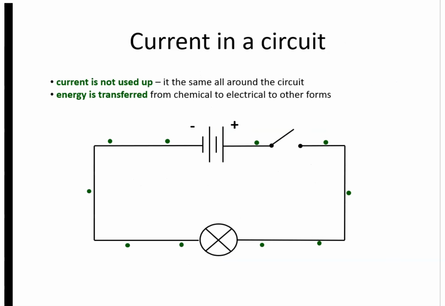So if I have a circuit and I've got a battery and a wire and a bulb, for example, if I close a switch, then I'm going to get electrons moving around, as we've just described, away from the negative towards the positive, and they will transfer energy. So two really key ideas here. The current, the charged particles, the electrons rather, are not used up. So the current in a series circuit will be the same at any particular point around the circuit. Energy, however, is transferred, so that might be used up. It's transferred from chemical into other forms of energy.